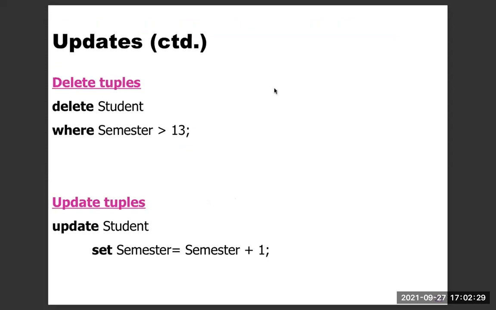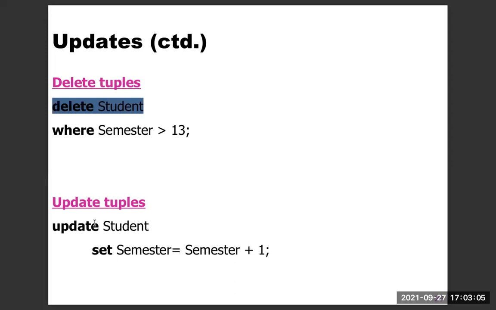Updates. Other operators: to delete tuples, we say delete, then the table name, and then a condition. If I skip the condition, I may run just delete student, and that's all. Delete student leads to deleting all the records. So where limits what should be deleted. So only semester greater than 13 should be deleted, and all others should be retained. Delete without a condition effectively clears the table.